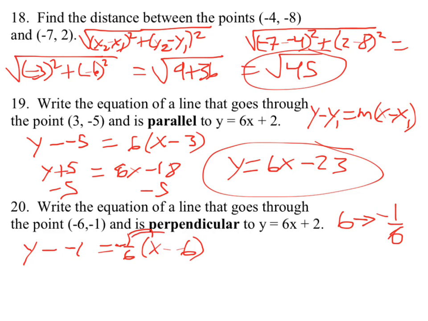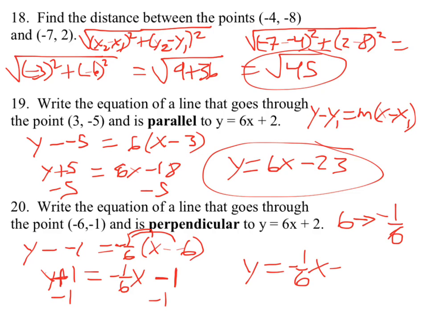And you can simplify this one down, distribute, left side becomes y plus 1. Negative 1/6 times x is negative 1/6 x. And negative 1/6 times positive 6 is going to give you negative 1. And now if you just subtract 1 from both sides to get y by itself, you'll get y equals negative 1/6 x minus 2. And ta-da, we are actually done with this section.